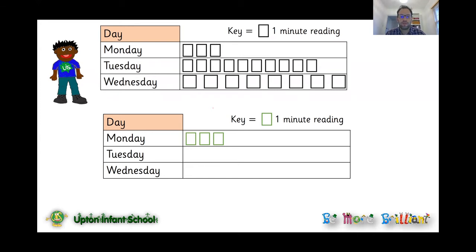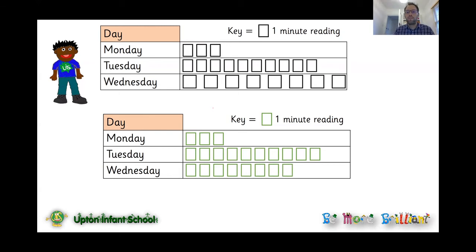Yeah, he did 3 minutes reading on Monday and he drew nice, neat rectangles for that. And Tuesday, I think he did a good job on Tuesday as well. But it was Wednesday that was a problem because the rectangles were too big and they weren't lined up. So on Wednesday, he did 8 minutes reading. So there's 1, and we've lined that up nice and neatly. 2, 3, 4, 5, 6, 7, and 8.